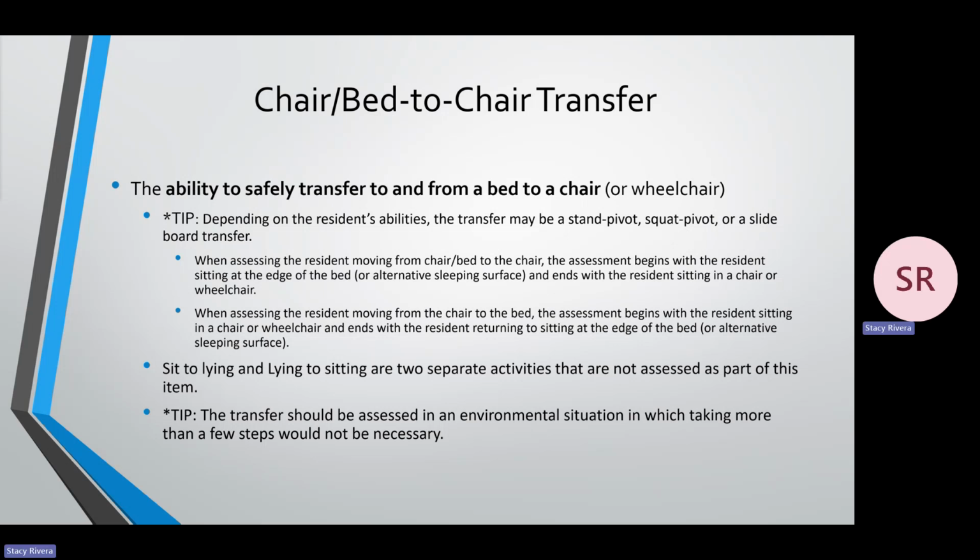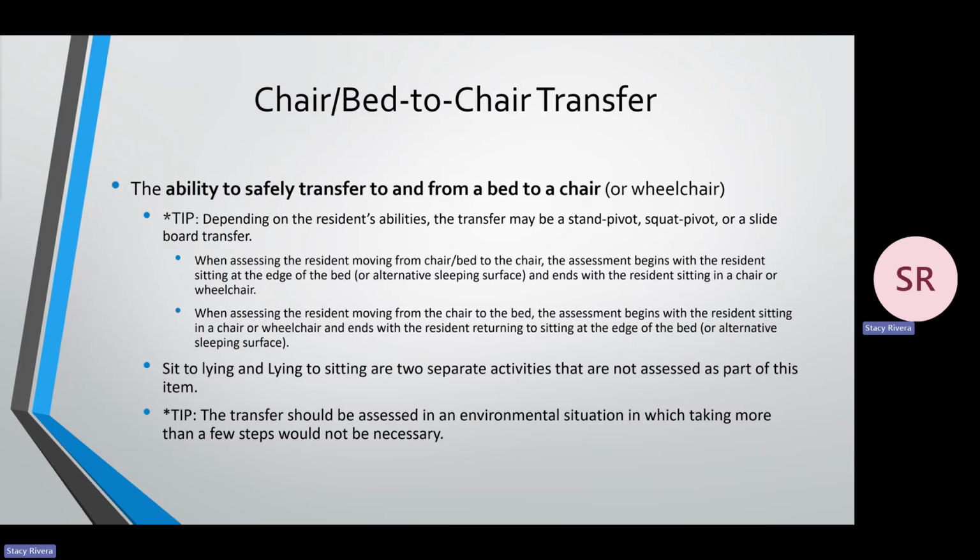Sit to lying and lying to sitting are two separate activities that are not assessed as part of this item. So it's just saying for this item, you're not going to code starting with them lying to sitting and back. You're just going to look at the chair, bed to chair component.